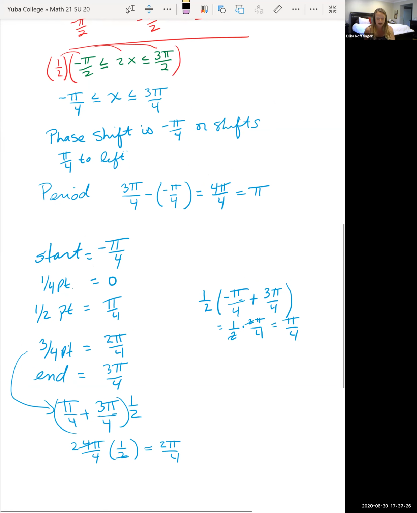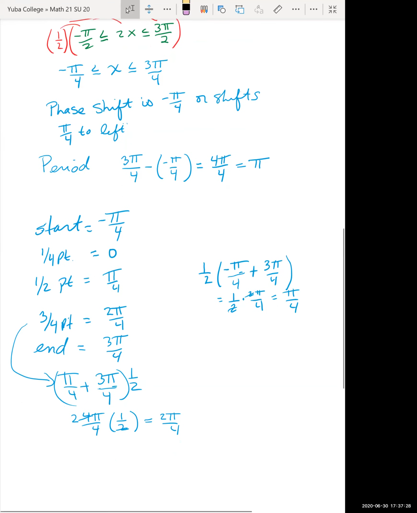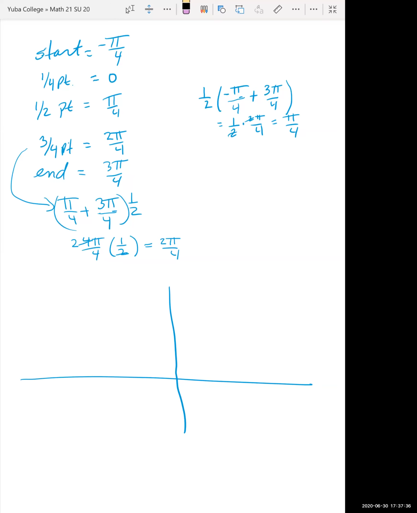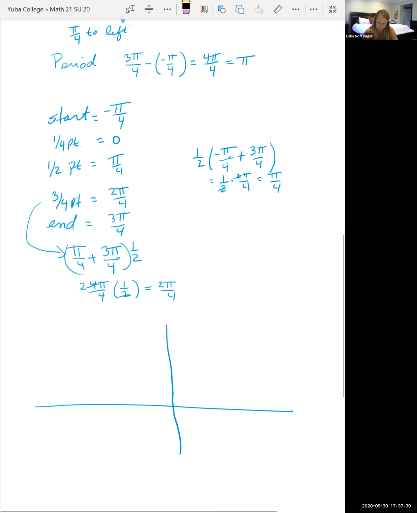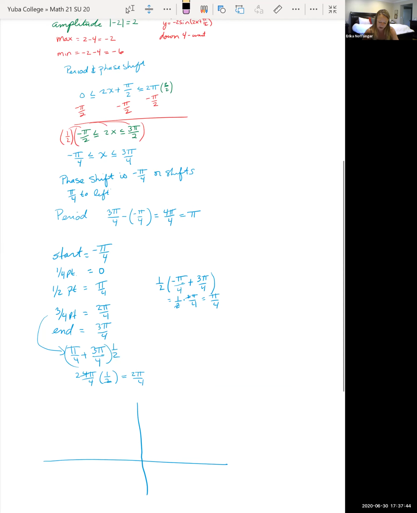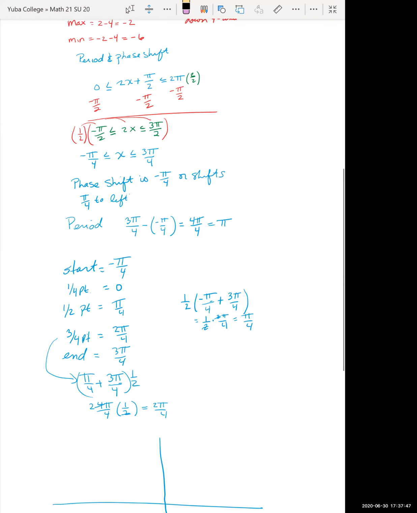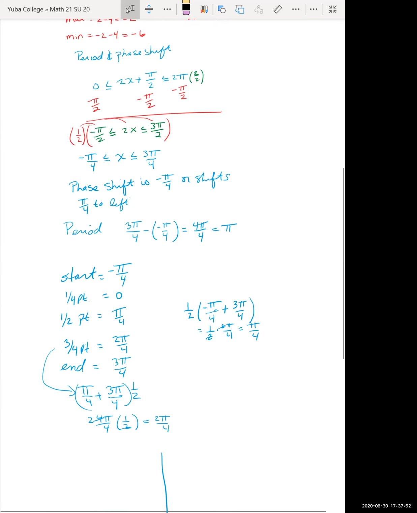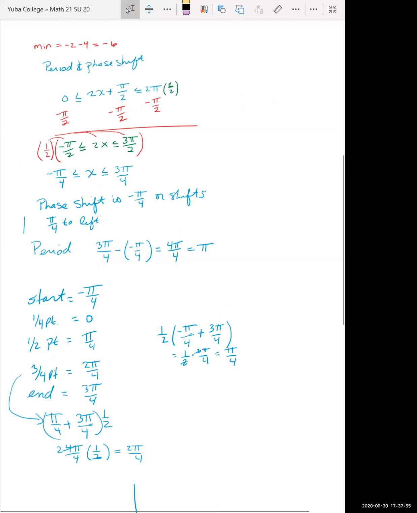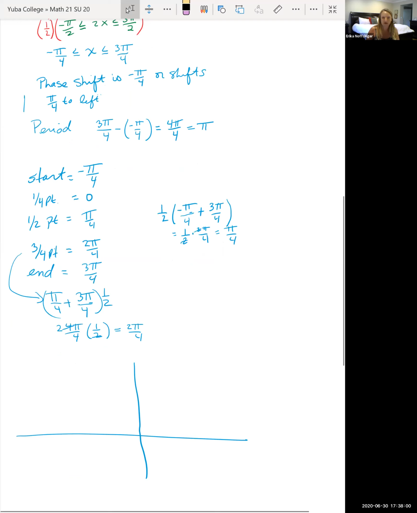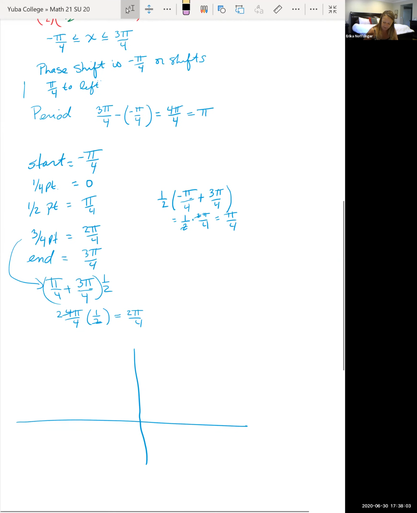Okay, so we're pretty much ready now to put it all together. So let's graph or plot the x values. Is our period 3 pi fourths or pi over 4? Oh wait, our period? Our period is just pi, wasn't it? Yeah, period is pi. But our start value is negative pi fourths, and our end value, that was the 3 pi fourths. Okay, so negative pi fourths.